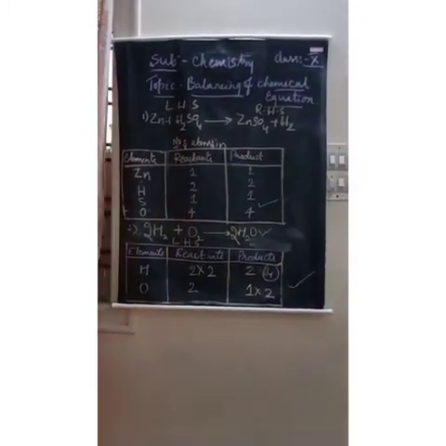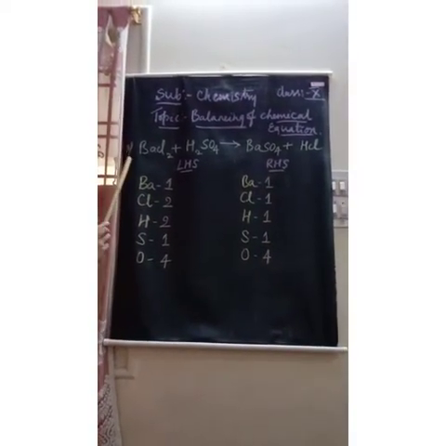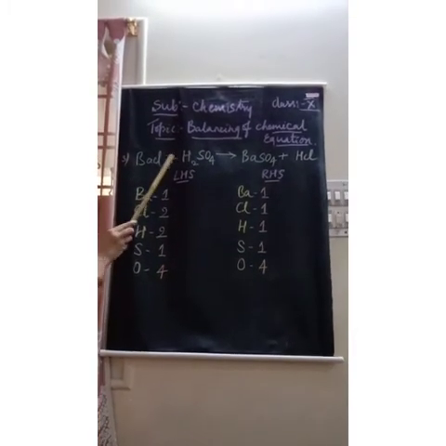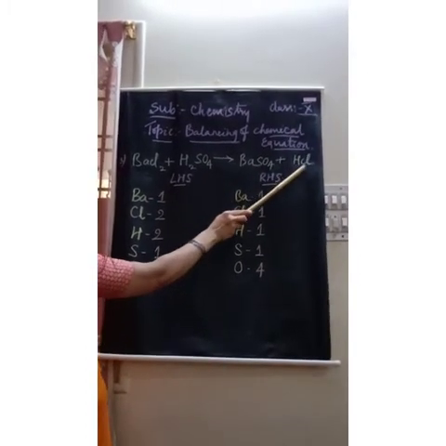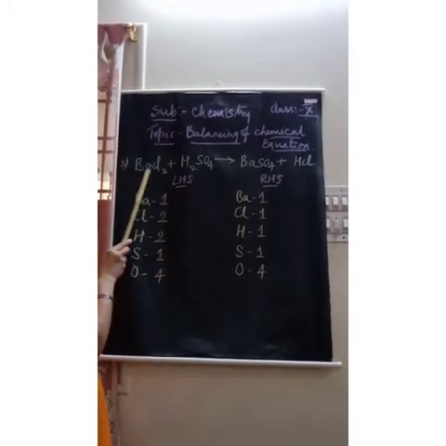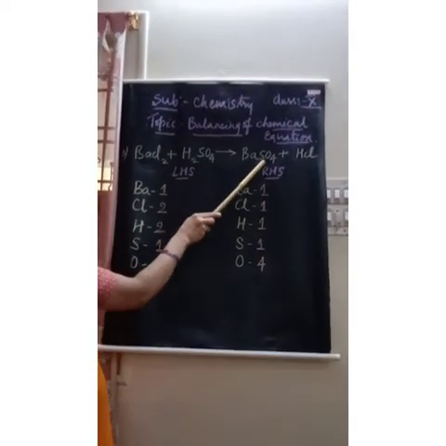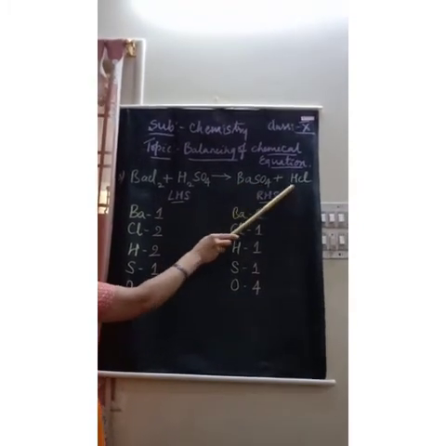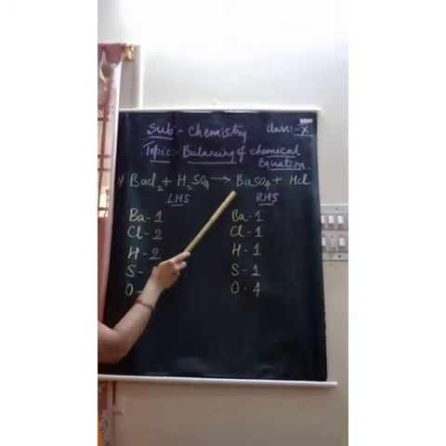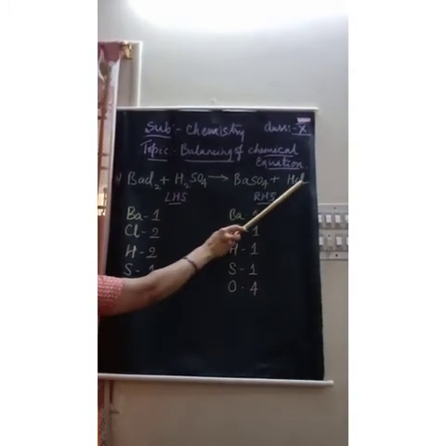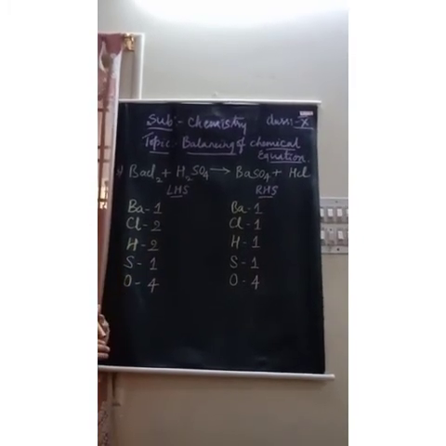I hope you understand. One more equation I would like to give you. Observe equation number 3. BaCl2 plus H2SO4 to form BaSO4 and HCl. BaCl2 means barium chloride. H2SO4 means sulfuric acid. BaSO4 means barium sulfate, and HCl hydrochloric acid. Here barium chloride reacts with sulfuric acid to form barium sulfate and hydrochloric acid. This is a chemical equation. What we have to do? We have to balance the chemical equation.